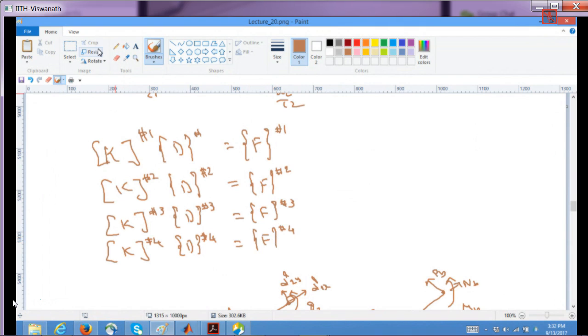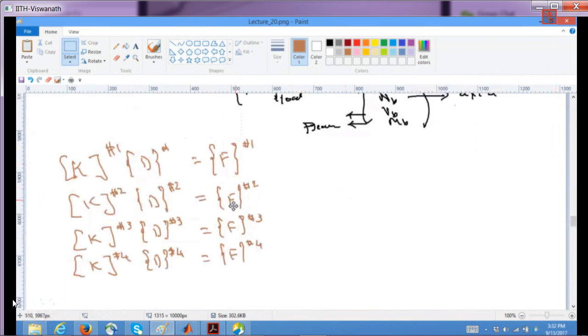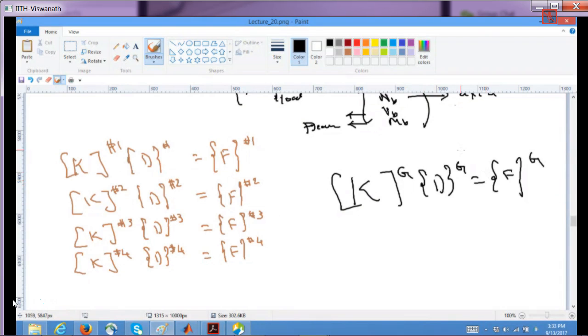I have obtained each and every one of the 4 parts of it, this one. But I'm not just interested in this. I want to assemble my K global by putting it into the thing. I want the assembly of the stiffness matrix, which is nothing but K global, D global, F global. Okay, so why do I need that?